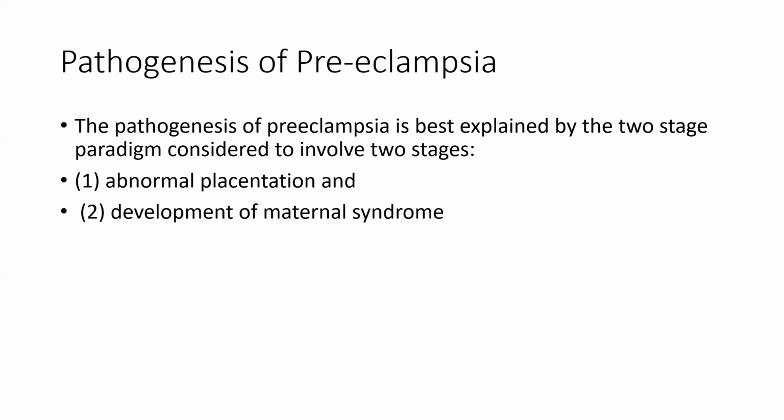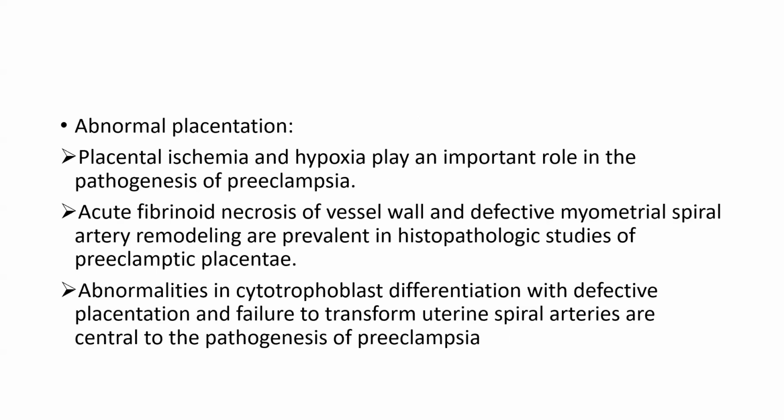Now, pathogenesis of preeclampsia. Pathogenesis of preeclampsia is best explained by a two-stage paradigm, that is abnormal placentation and the development of maternal syndrome. Abnormal placentation: placental ischemia and hypoxia play an important role in the pathogenesis of preeclampsia. Acute fibrinoid necrosis of vessel wall and defective myometrial spiral artery remodeling are prevalent in the histopathologic studies of preeclamptic placenta. Abnormalities in the cytotrophoblast differentiation with defective placentation and failure to transform uterine spiral arteries are central to the pathogenesis of preeclampsia.